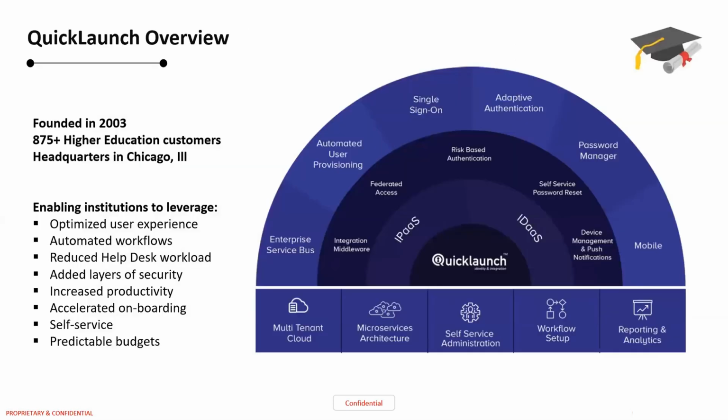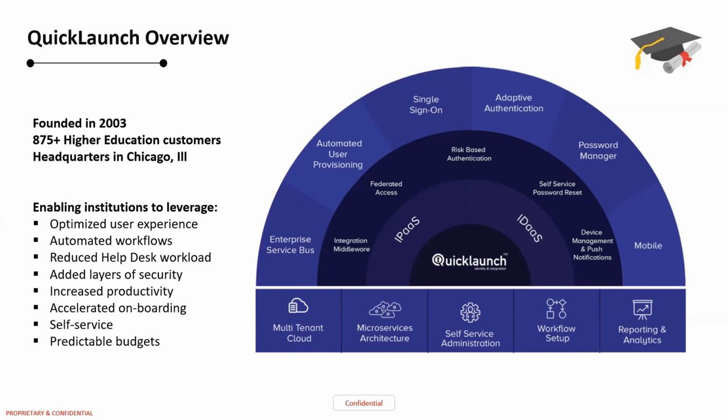So that's a little bit about the challenges that we've seen at QuickLaunch. Just a quick overview about QuickLaunch, who we are, what we do. We have over 875 higher ed customers, headquartered in Chicago. As you may be able to tell, I am residing out of Boston, so I'm trying my best to pronounce my R's. You can make fun of me later if you want.